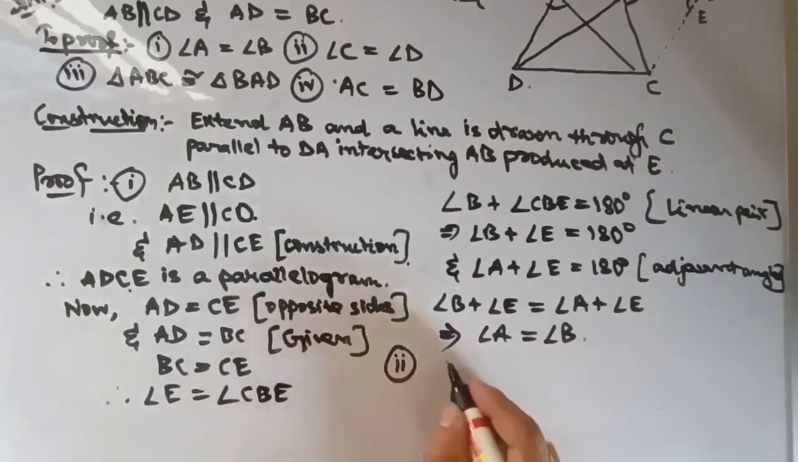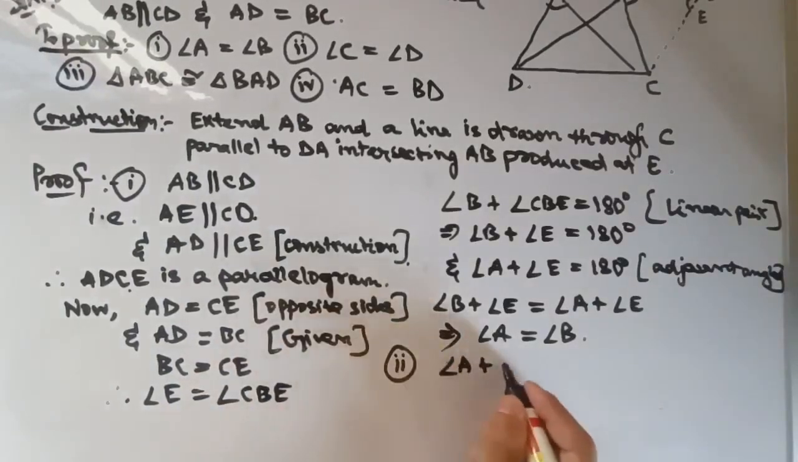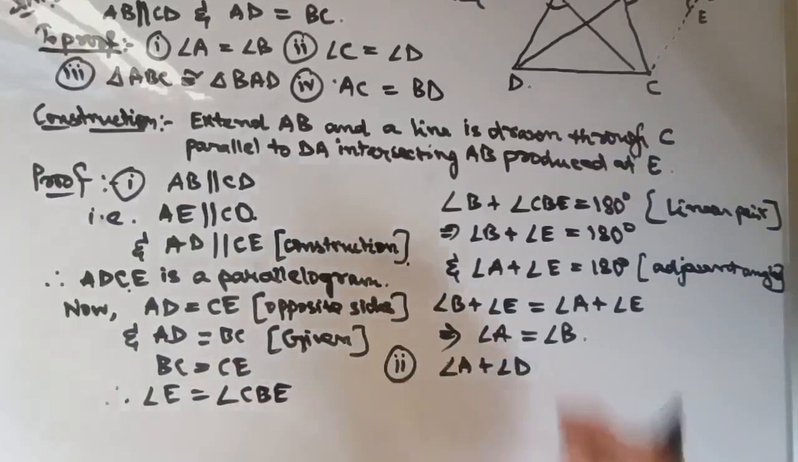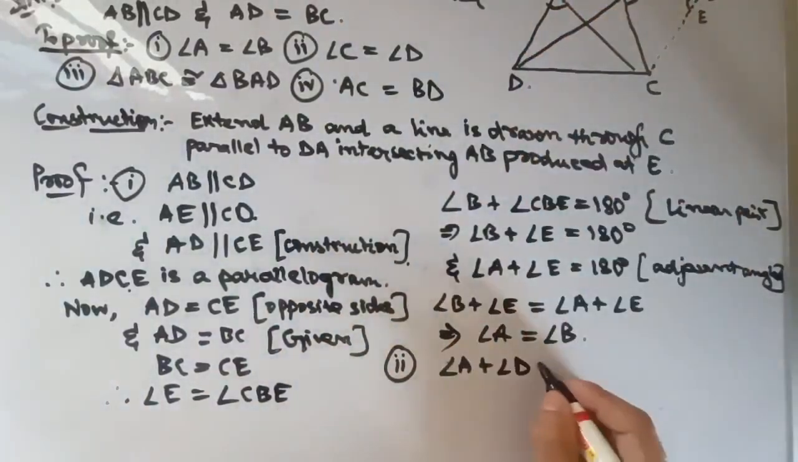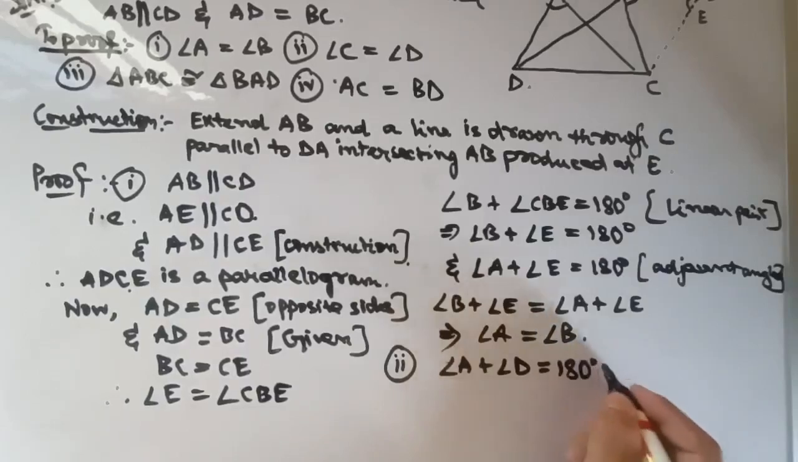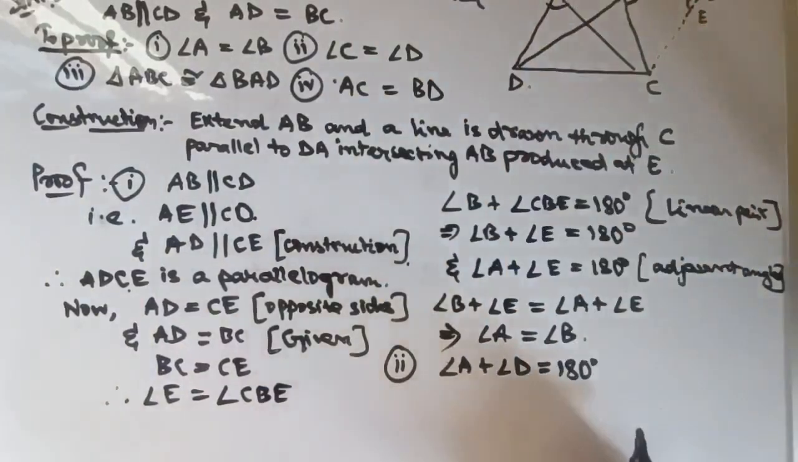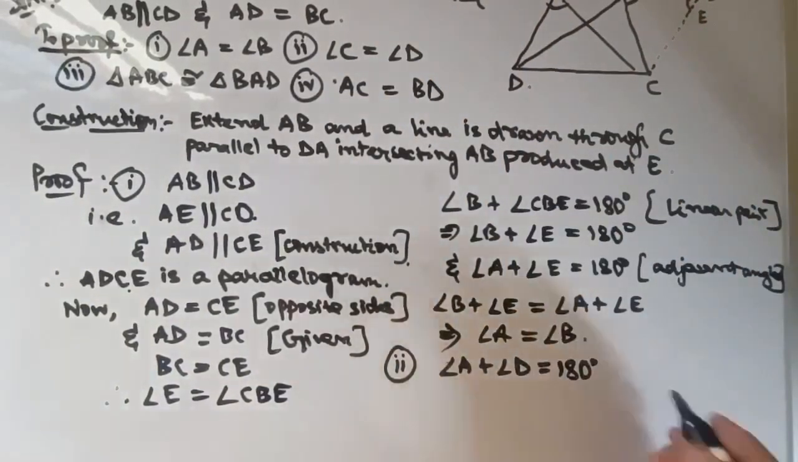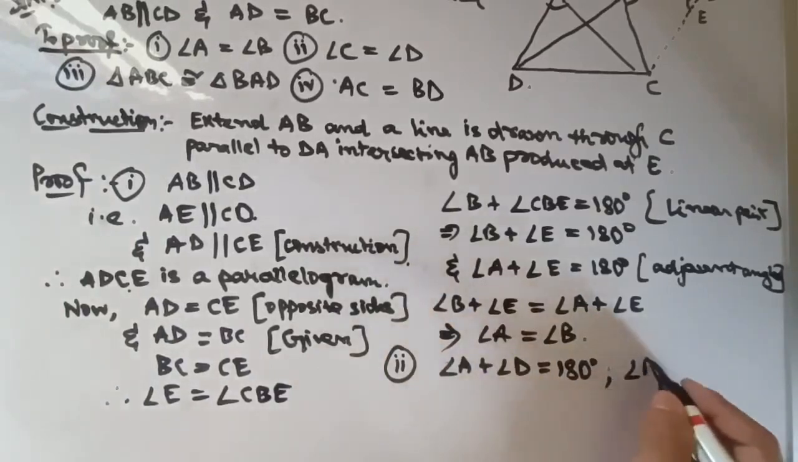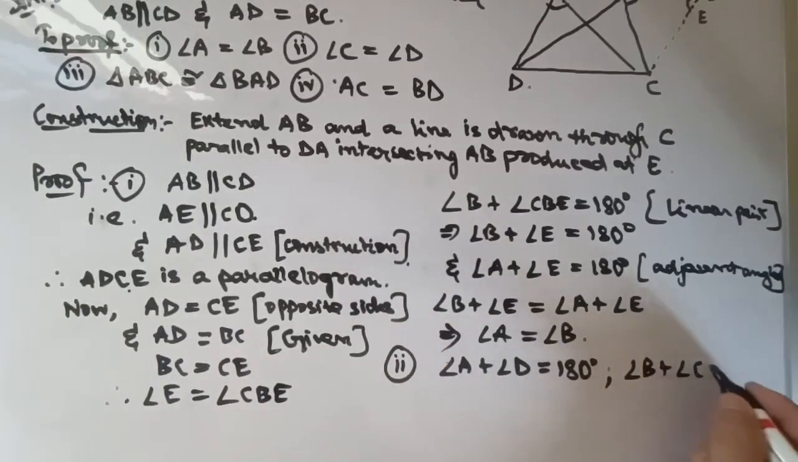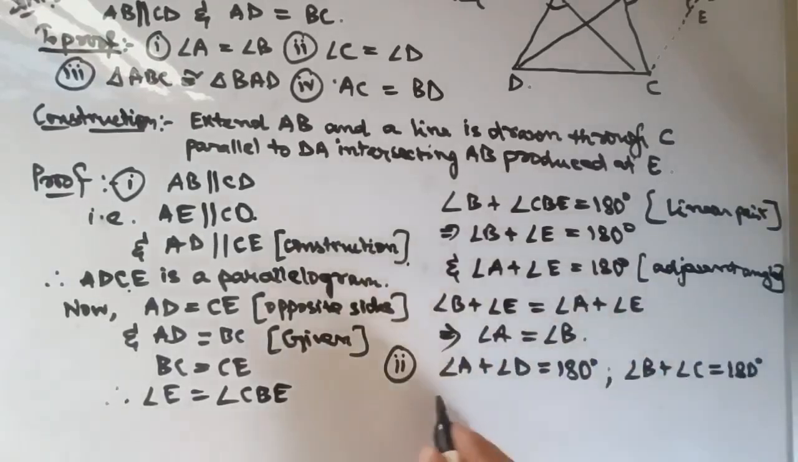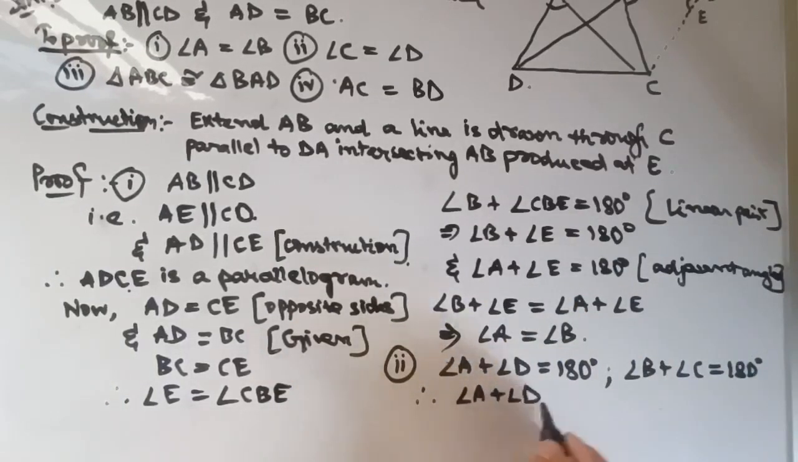To prove this, let us consider angle A plus angle D. That is, angle A plus angle D is equal to 180 degrees. Why? Because the side AB is parallel to CD, and these two angles form the adjacent interior angles. So the measure of these two angles will be 180 degrees, and also angle B plus angle C equals 180 degrees. Same reason.